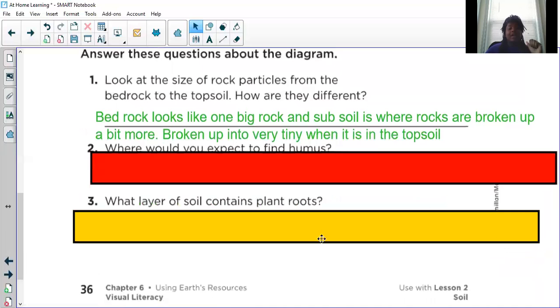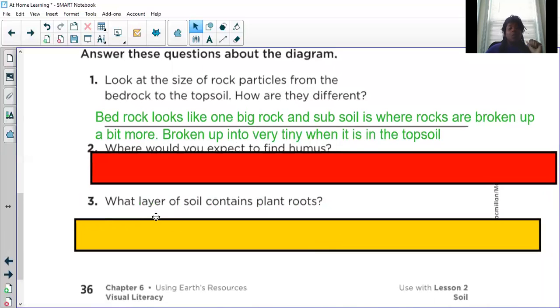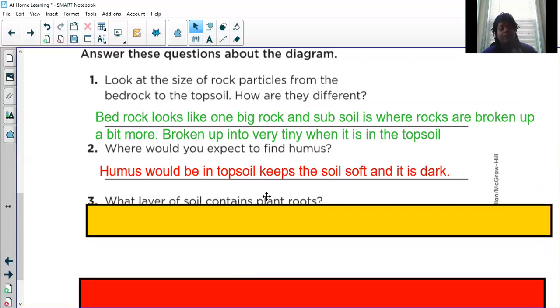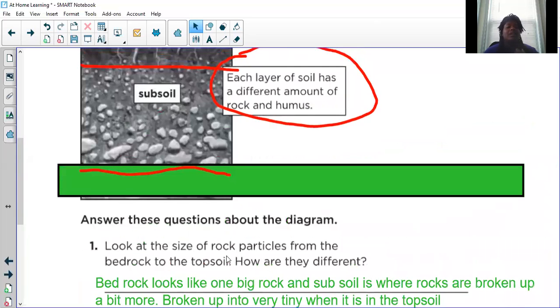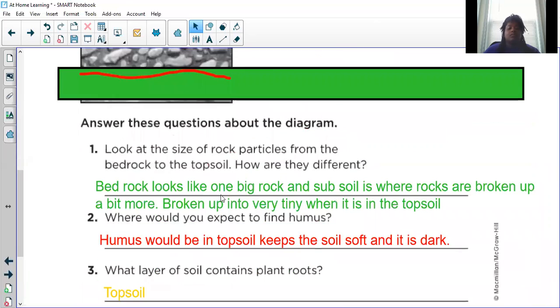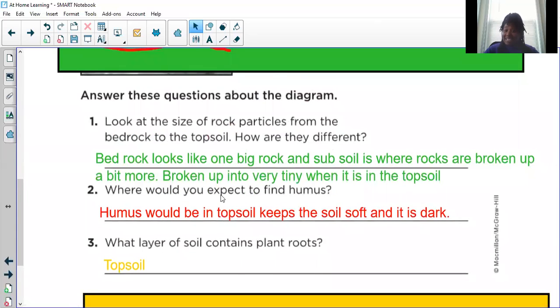So the next question, number 3, says, what layer of the soil contains plant roots? Oh, sorry, y'all, technical difficulties. Oh, we're back. And I put topsoil because even in the picture, you can see the roots are in the topsoil. So that is actually it, we are done for today.